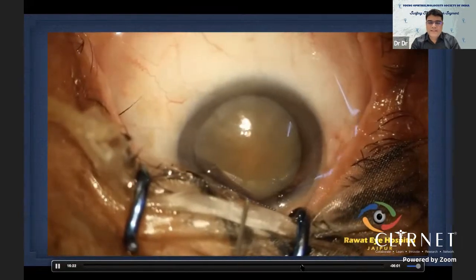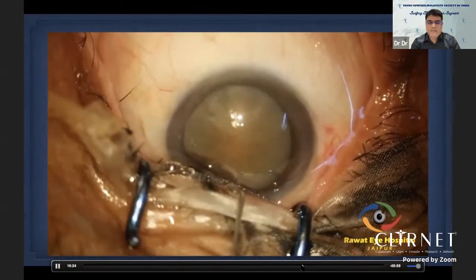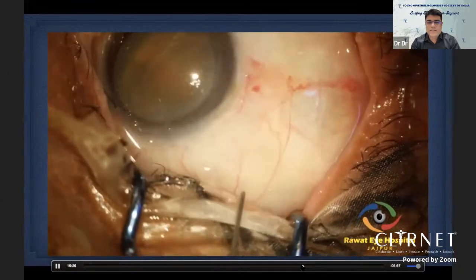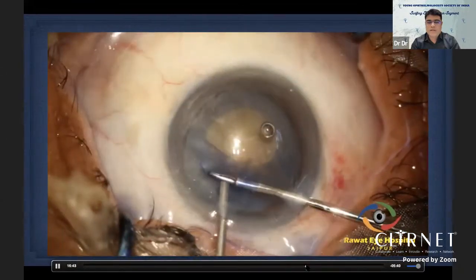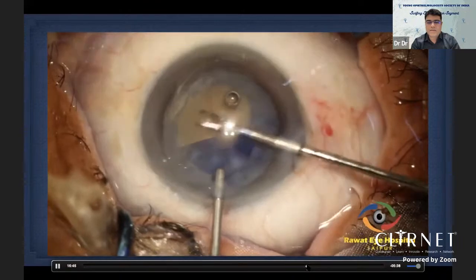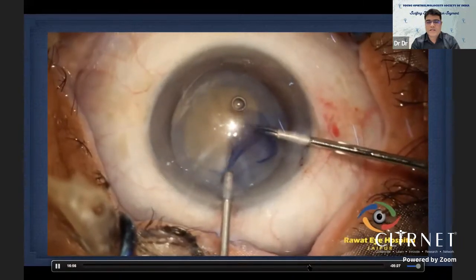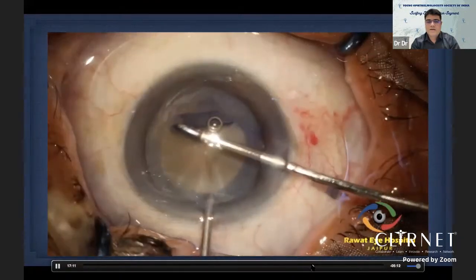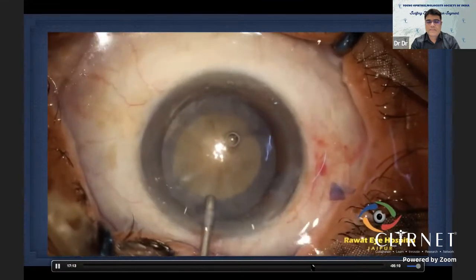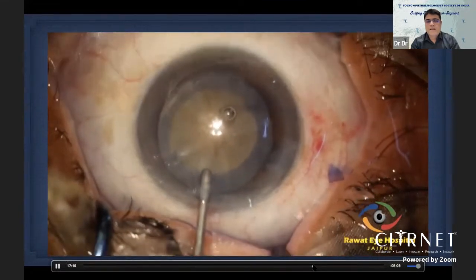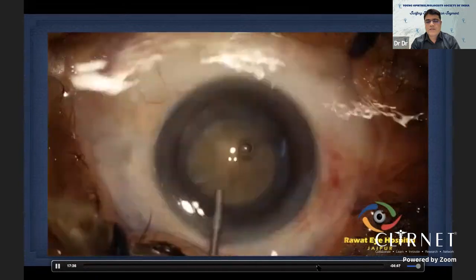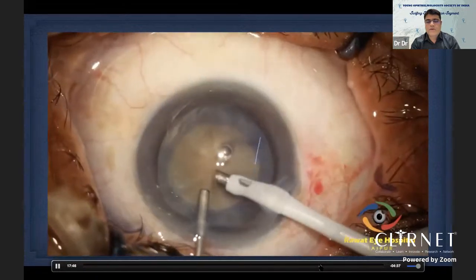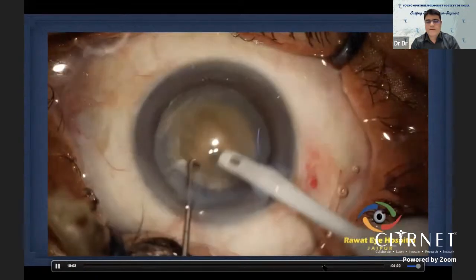And this is the last case. Again, the patient was under topical. You can see the movement which the patient was having. So I stabilize with the visco cannula, do capsulorhexis, and start doing phaco. Now see what happens.